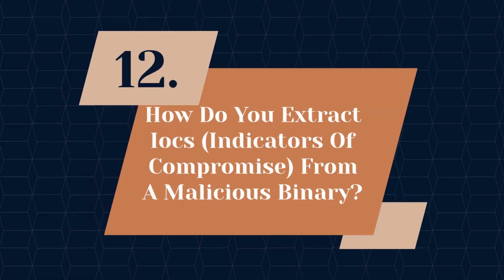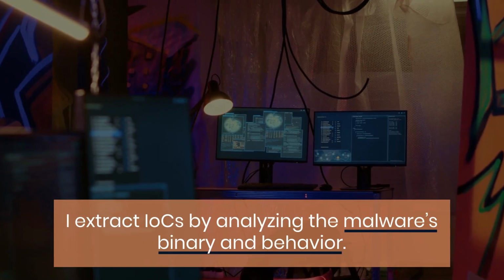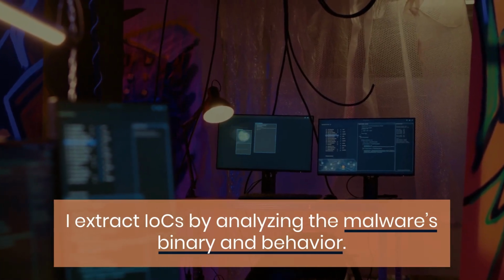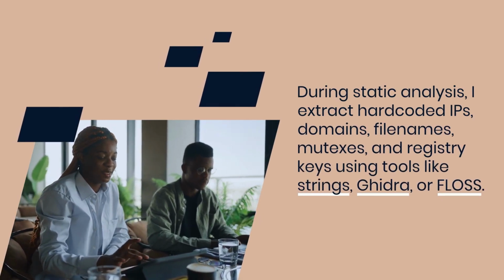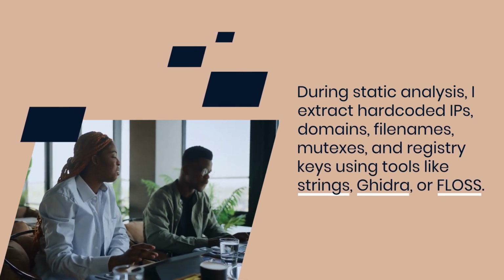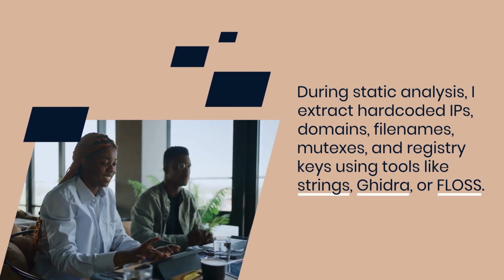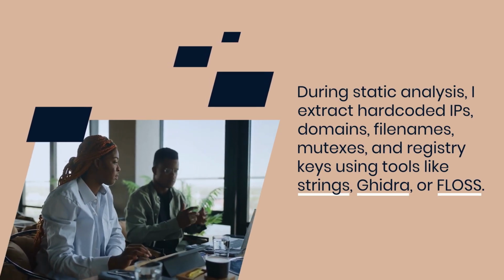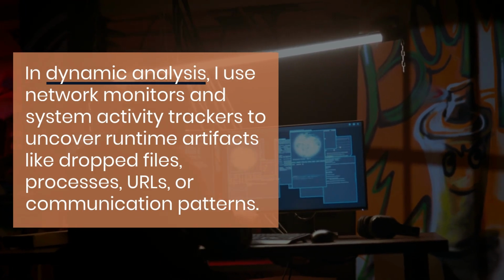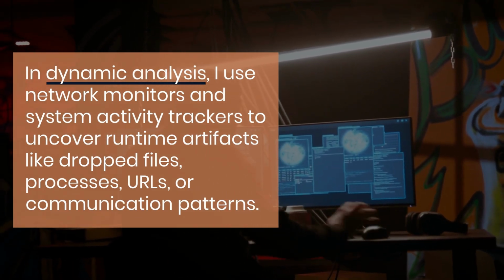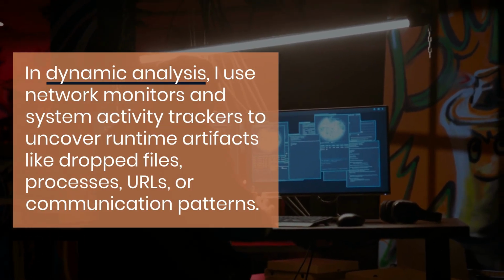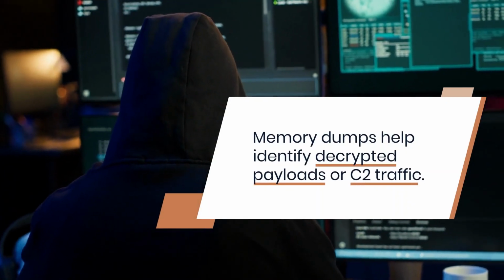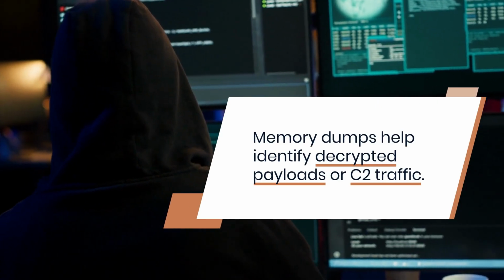12. How do you extract IOCs, indicators of compromise, from a malicious binary? I extract IOCs by analyzing the malware's binary and behavior. During static analysis, I extract hard-coded IPs, domains, file names, mutexes, and registry keys using tools like strings, Ghidra, or FLOSS. In dynamic analysis, I use network monitors and system activity trackers to uncover runtime artifacts like dropped files, processes, URLs, or communication patterns. Memory dumps help identify decrypted payloads or C2 traffic.